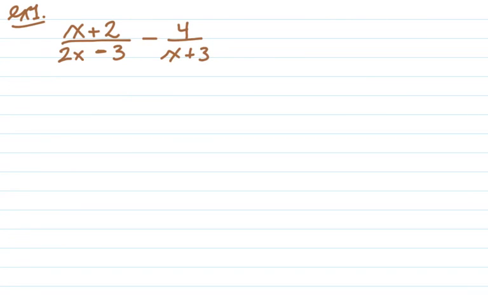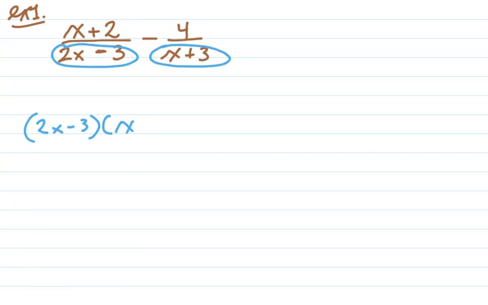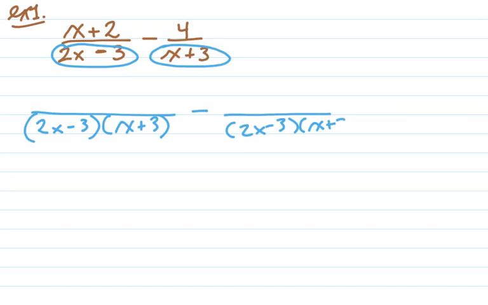Okay, our first example is x plus 2 over 2x minus 3 minus 4 over x plus 3. All right, so my common denominator here is just going to be my terms on my denominators multiplied together, okay? So my common denominator is 2x minus 3 times x plus 3, minus, and then the same denominator.